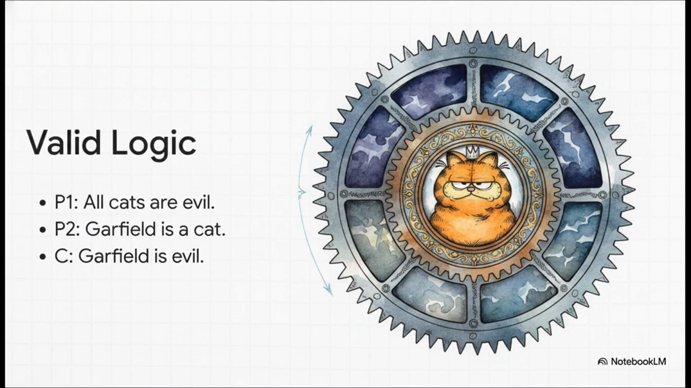Let's look at another classic example to really hammer this home. Premise 1, all cats are evil. Premise 2, Garfield is a cat. Conclusion, therefore, Garfield is evil. Now, it may or may not be true that all cats are evil. That's highly debatable depending on who you ask, but honestly, that's entirely irrelevant here. Let's look at the structure. The entire category of cats fits perfectly inside a larger category labeled evil, and since Garfield fits inside the cat category, he must mathematically be inside the evil category. The structure is perfectly valid, even if the real-world facts are entirely made up.